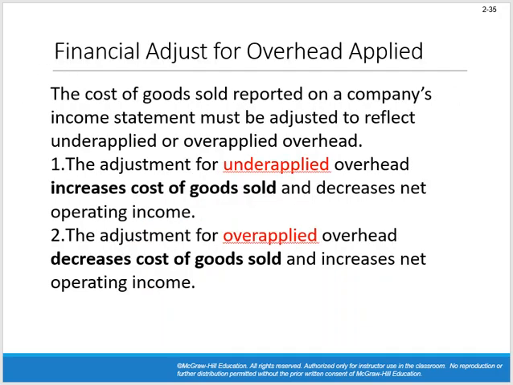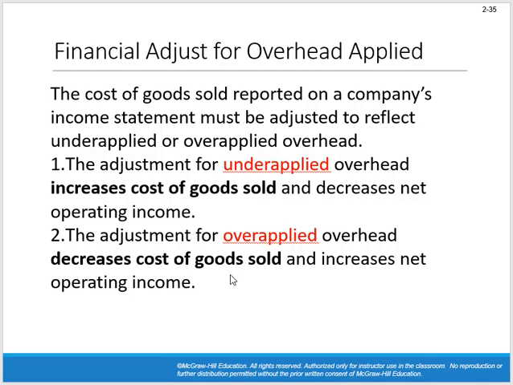We're going to have to make adjustments for any under or overapplied overhead. So what's going to happen to it? The cost of goods sold report on a company's income statement must be adjusted to reflect under or overapplied overhead. The adjustment for underapplied overhead increases COGS and decreases net operating income, whereas the adjustment for overapplied overhead is going to decrease COGS and increase net operating income.